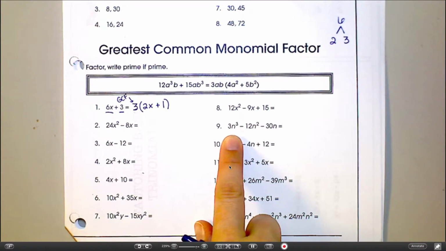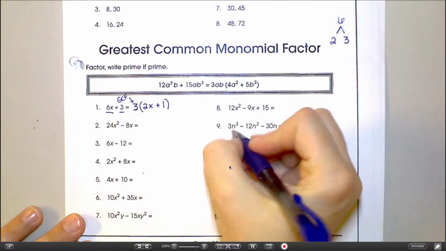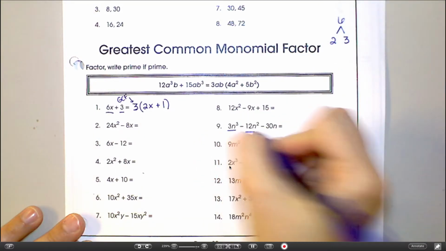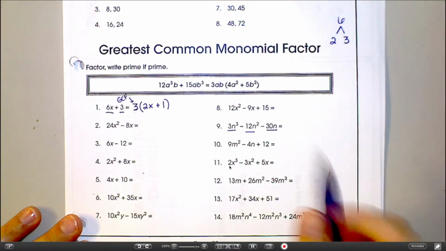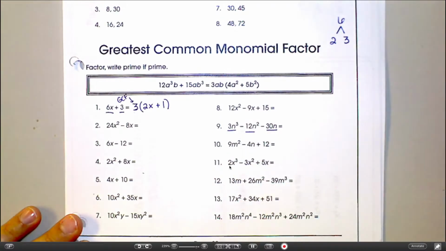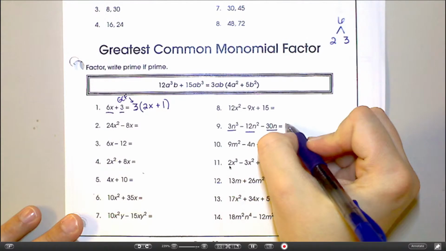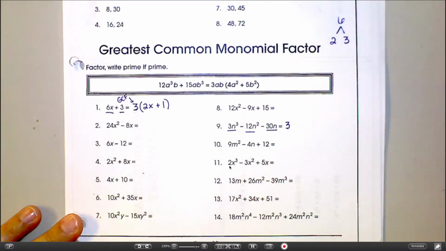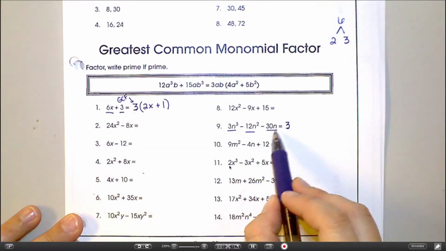Let's try number 9. I'm just going to jump around a little bit. So we have 3n cubed, 12n squared, and 30n. Let's look at the numbers first. 3, 12, and 30. What's the biggest thing that goes into all 3 of those? 3. And how many n's can I take out? Just 1, because the smallest number is this 1.